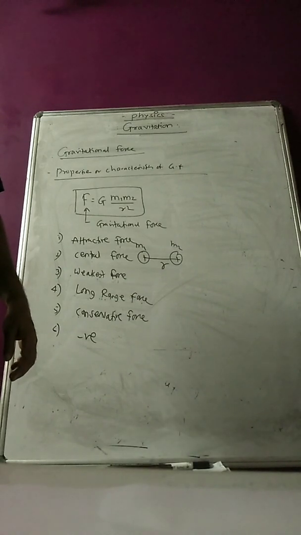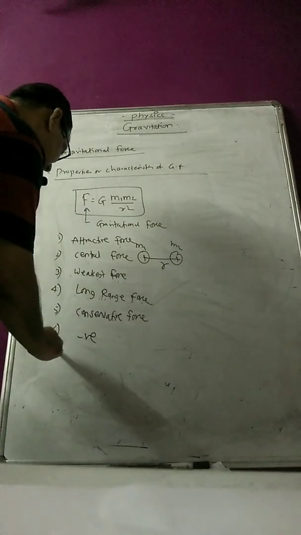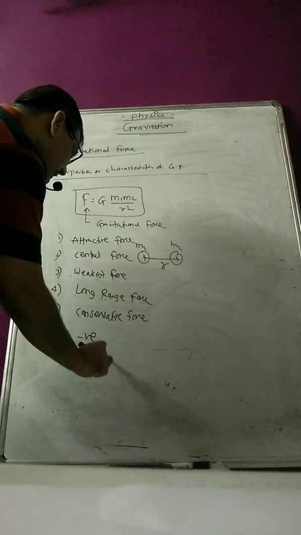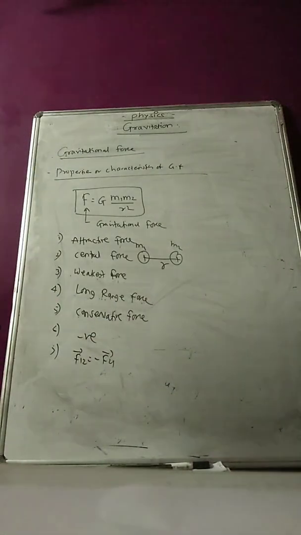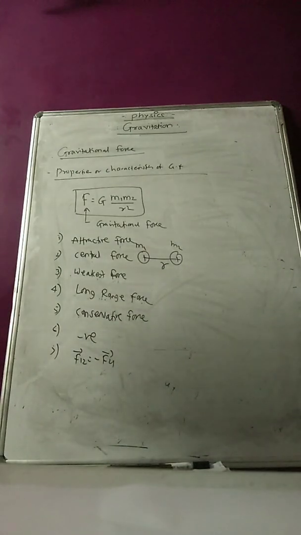Now, this always comes in action-reaction, mutual force, which means F12 is equal to minus F21. According to Newton's third law of motion, F12 is equal to minus F21. These two forces are equal in magnitude and opposite in direction. So these are the different characteristics of that force.